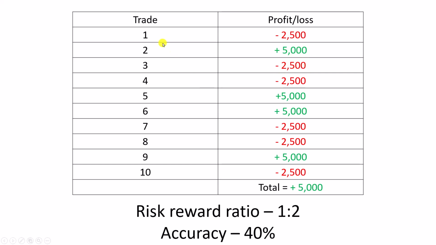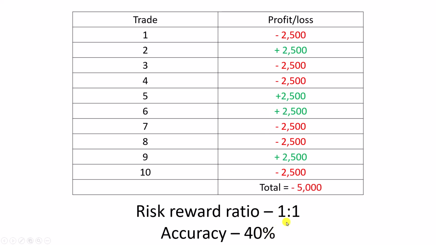Okay. Remember that all the 10 days you have entered different trades. Okay. Here let us say you had bought Infosys shares. Here let us say you had bought L&T shares. Here let us say you had bought BEL shares and so on. Okay. All are different shares, but your risk per trade was constant and risk reward ratio was constant. Okay. So the accuracy that you need to make profit is 40% only.